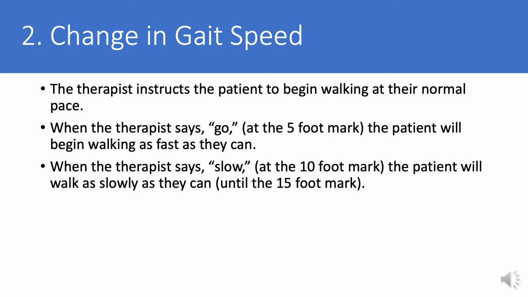The second of the 10 assessments is the change in gait speed assessment, where it begins similar to the first one, where the therapist instructs the patient to begin walking at their normal pace. But this one's different, where the therapist says go at the 5-foot mark once the patient reaches 5 feet. The patient will begin walking as fast as they possibly can. And then when the therapist says slow at the 10-foot mark, so after 5 feet of walking quickly, the patient will walk as slow as they can until the 15-foot mark, where it'll stop.